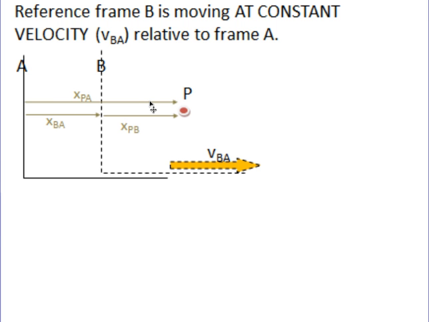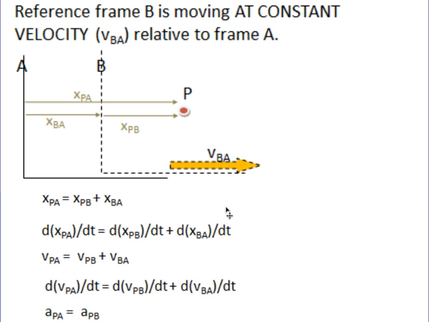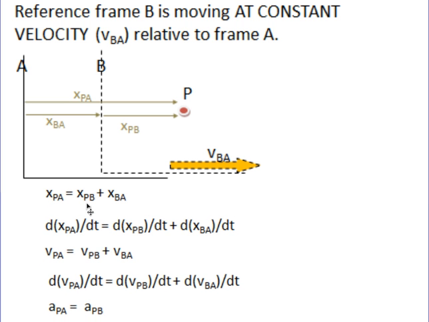Here is the location of P relative to reference frame B, and here is the location of P relative to reference frame A. But note how, if I use this subscript notation, I want the location of P relative to A, and I know the location of P relative to B, then I would add on the location of B relative to A. If you add this vector onto this vector, you do get the position of P relative to A.